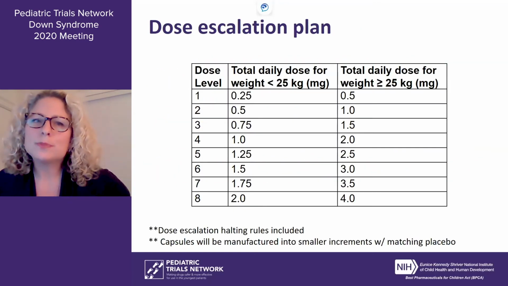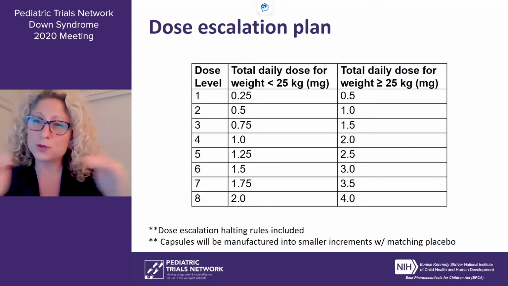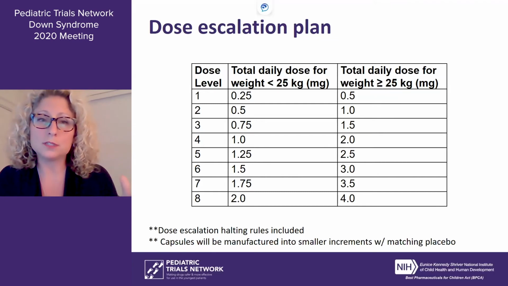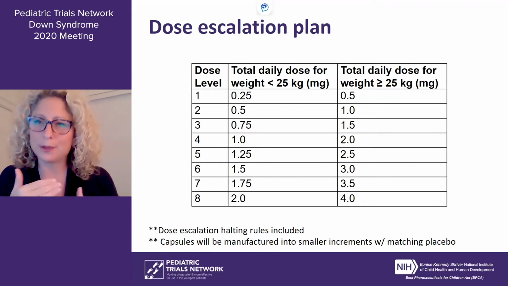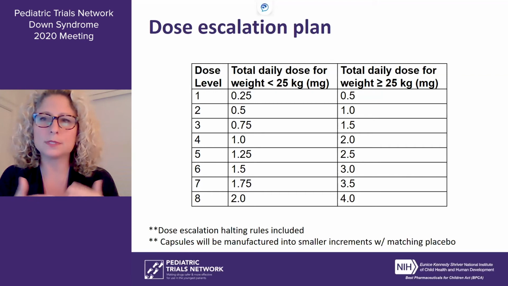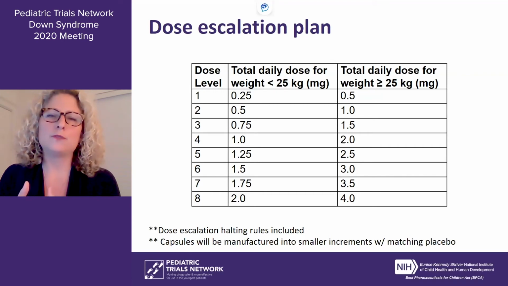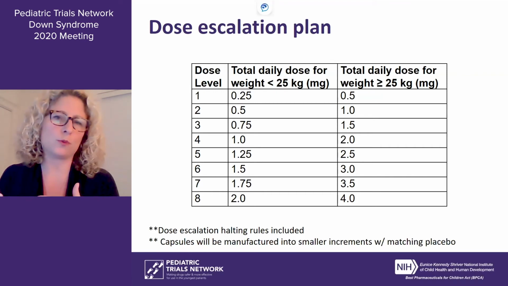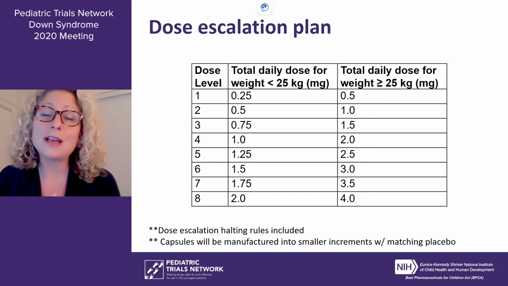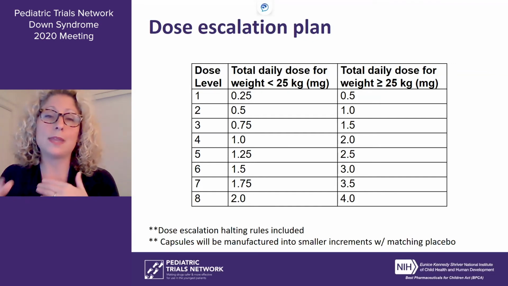The dose escalation plan will look like this. So for children, we're stratifying it by weight. So children less than 25 kilograms will increase by increments of 0.25 milligrams approximately every week. And for children who are 25 kilograms or greater, they will escalate by 0.5 milligrams every week.